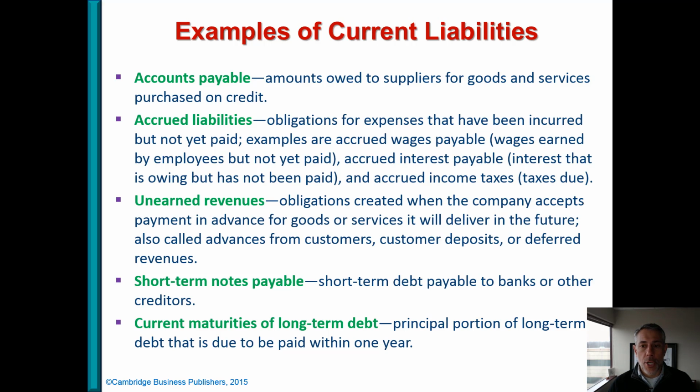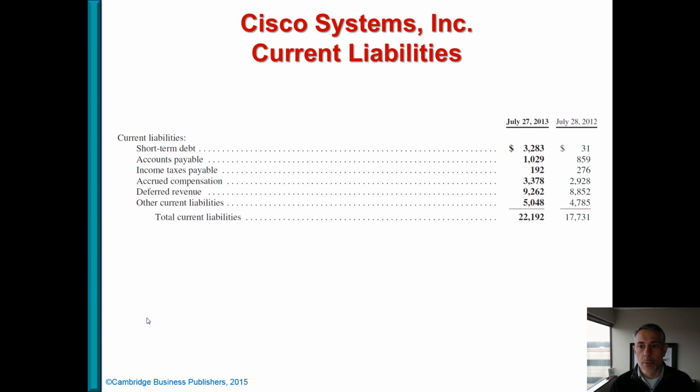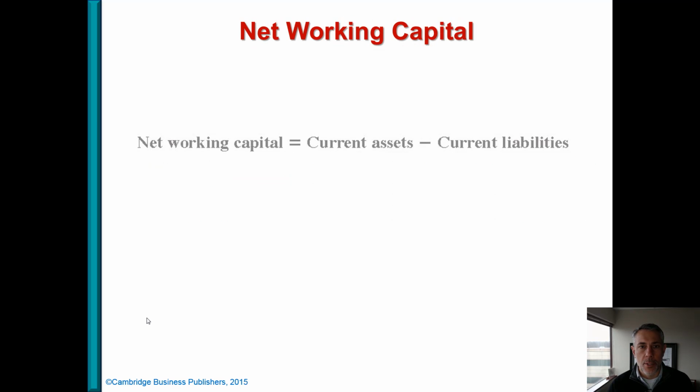That represents a little bit of a challenge. We just have to recognize when we see it that yes, those terms mean the same thing, and they're recorded on the balance sheet as a liability. Short-term notes payable, current maturities of long-term debt, other examples of liabilities. Here's Cisco's balance sheet. You see there liabilities presented again in order of liquidity. Current accounts payable, income taxes payable, and so on and so forth.